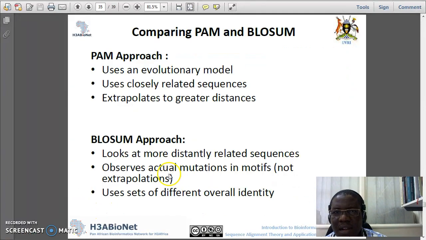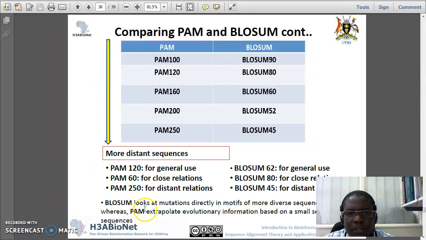So the PAM and the BLOSUM have distinct differences. As an example, the PAM uses an evolutionary model, the BLOSUM does not. One uses closely related sequences, the other has a more divergent data set, and in one you have extrapolations for other distances, whereas in the other, everything is observed data. So in short, the main difference between the two is that BLOSUM looks at mutations directly in motifs of more diverse sequences as found in the database, whereas PAM extrapolates the evolutionary information based on a small subset of related sequences. That's your main difference between the two.